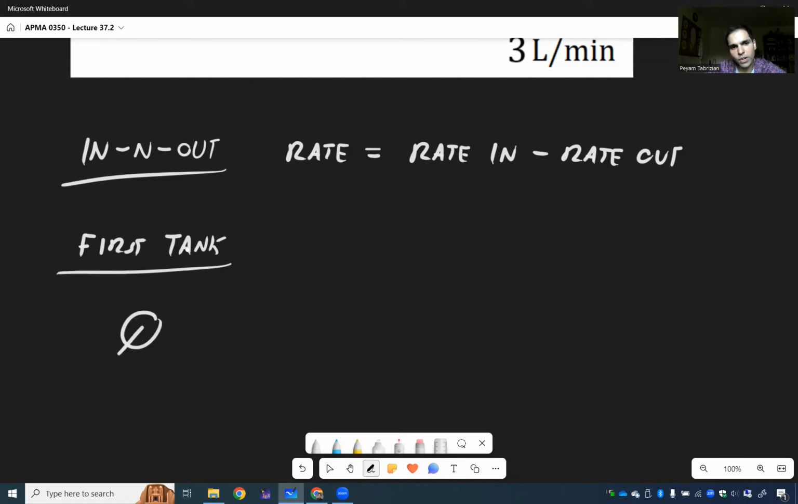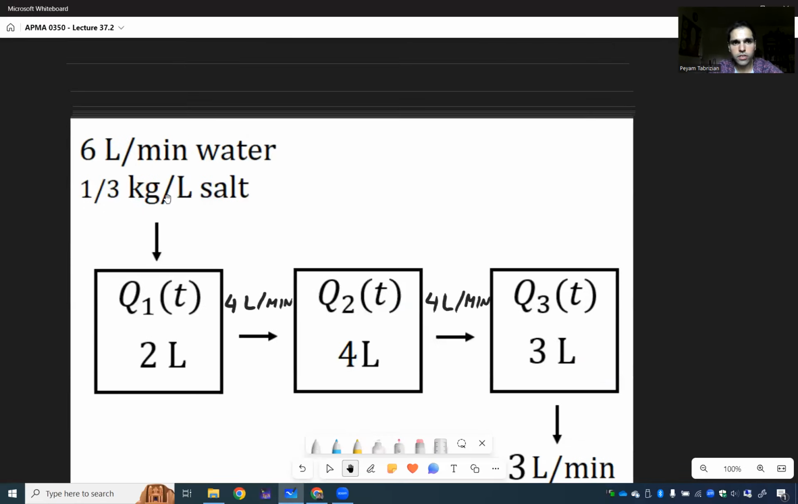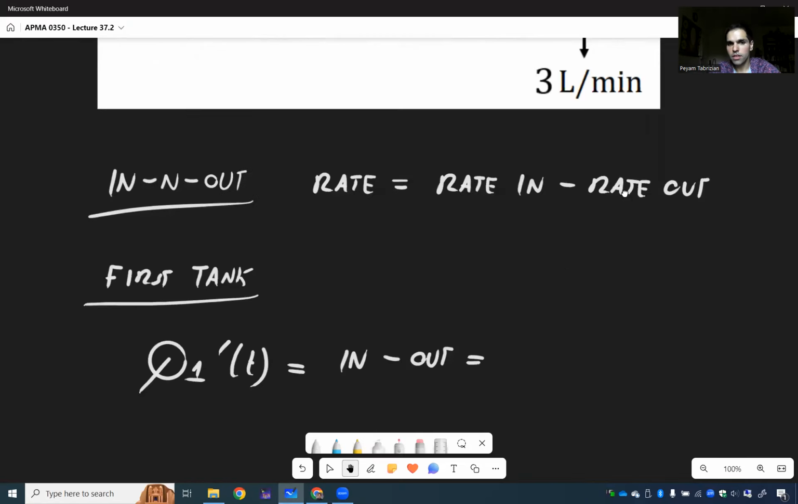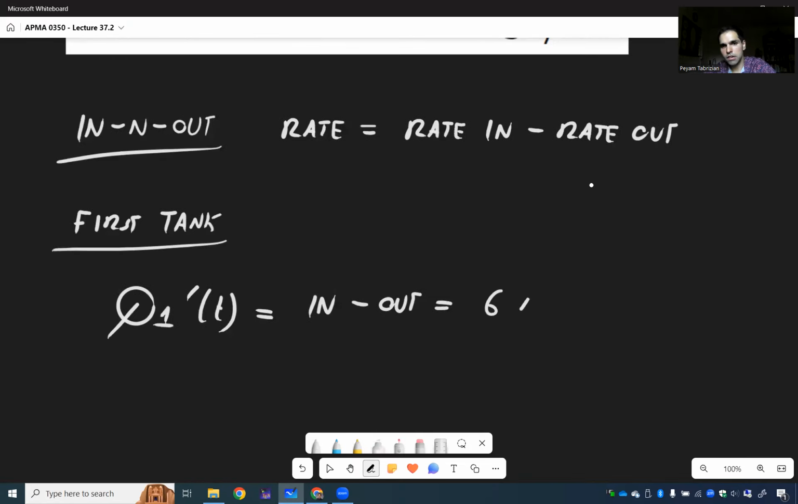So we want to figure out the rate of change of the first tank, that is in minus out. Let's see how much is going in. 6 liters per minute of water and then 1/3 kilograms per liter of salt. Qi is in kilograms, so the rate of change is kilograms per minute. So in order for this to make sense, you just multiply both of those. So 6 times 1/3. And then how much is going out?